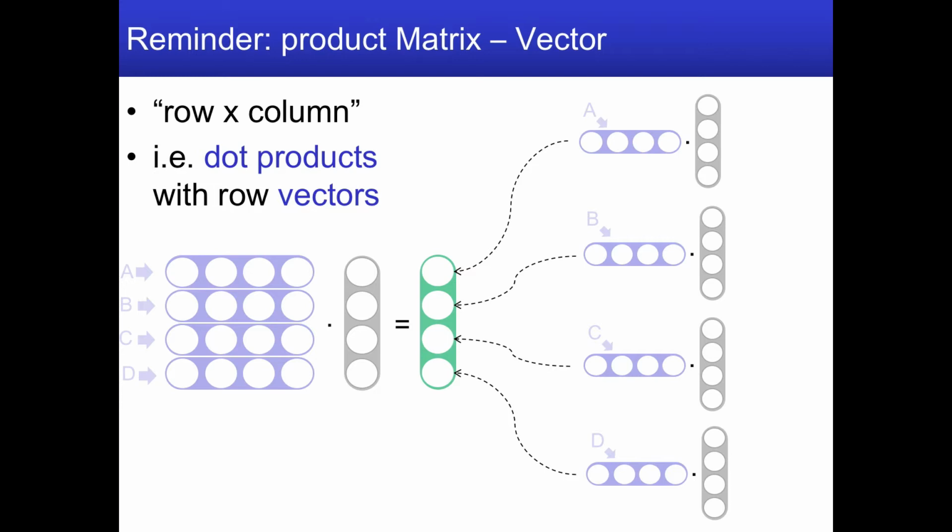I hope you already did that in a linear algebra course or high school, because this is important. You multiply this row by this column, then this row by this column. So the number of columns of the matrix should be equal to the number of rows of the vector. Otherwise, you cannot do row-column multiplication.